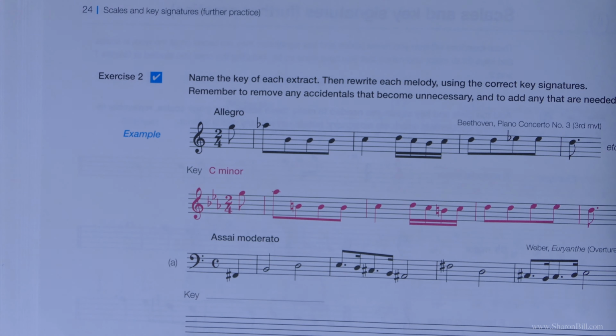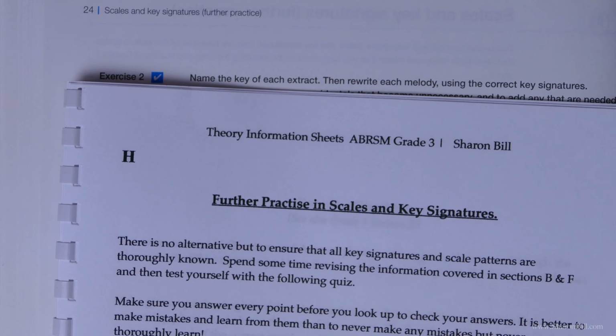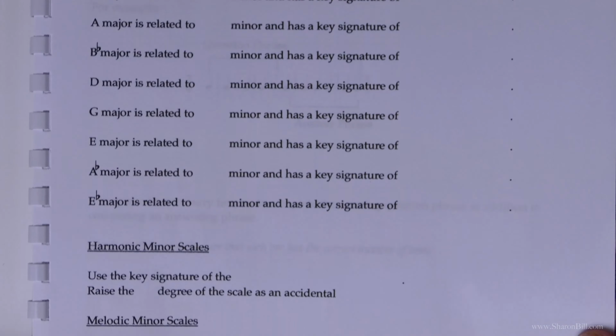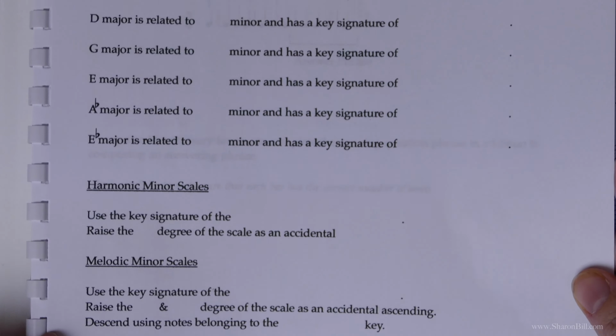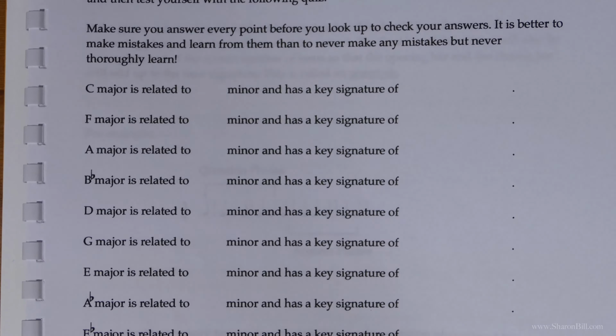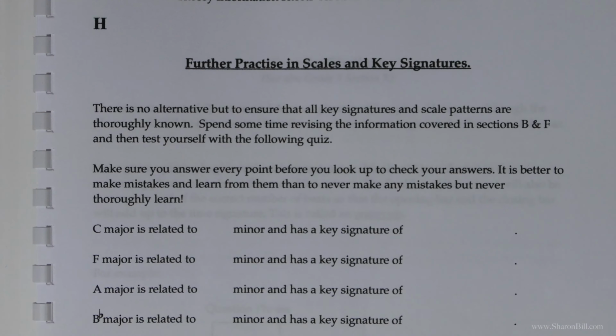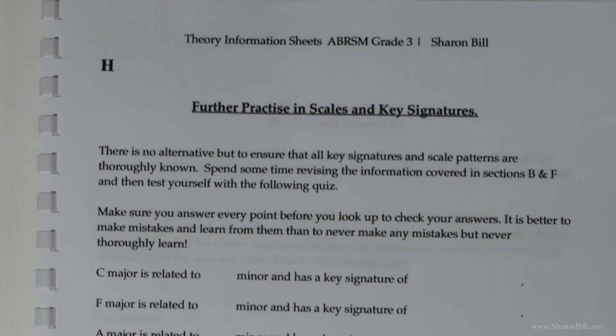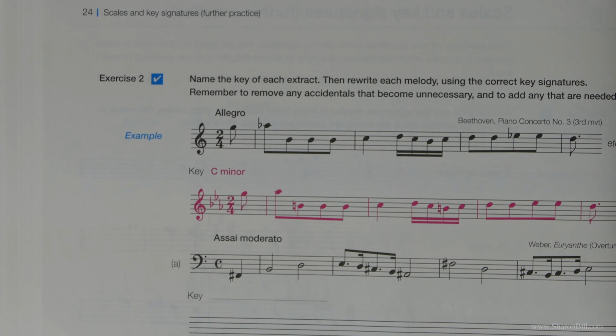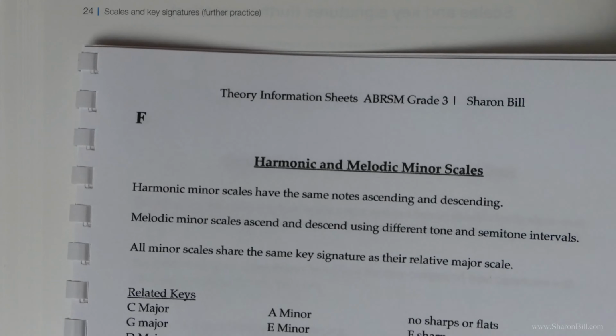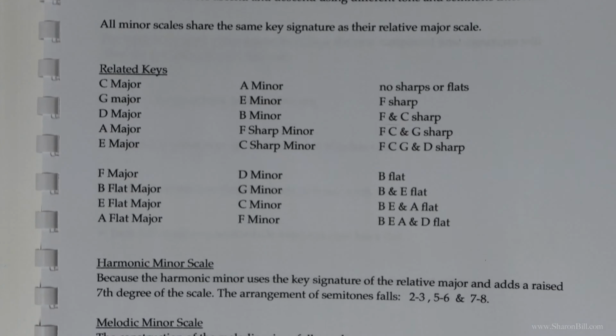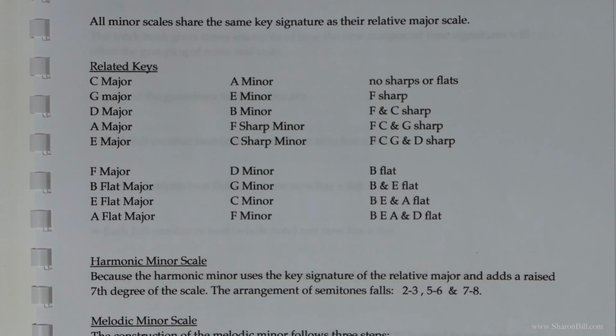Now, section H in the PDF document gives you the opportunity to test yourself after a little bit of revision, because it's using all of the information that we've covered so far in all of grades 1, 2 and 3 and all of those major and minor scales. And the information that you need is referred back to in section F. So you can also turn to section F to find those related keys that we need to know.